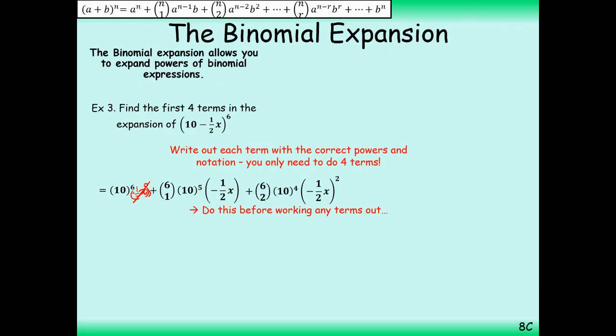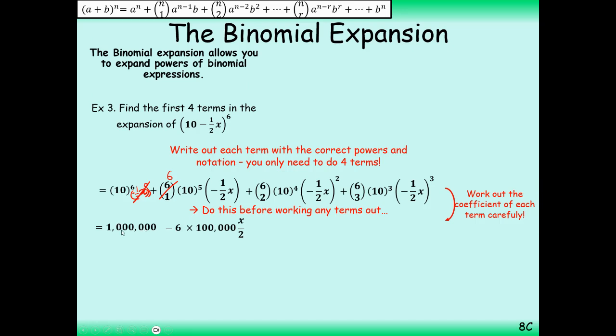Now you need to be careful; you evaluate this one line at a time. That's a 6, that's 10 to the power 5 is 100,000 and so on. So you write them one term at a time. Alright, 1 million first, minus 6 times 100,000, x over 2. Don't forget this fraction needs to be raised to the power as well, and so on and so forth. So we were asked to find the first four terms. So that last term, it will appear when I press here.